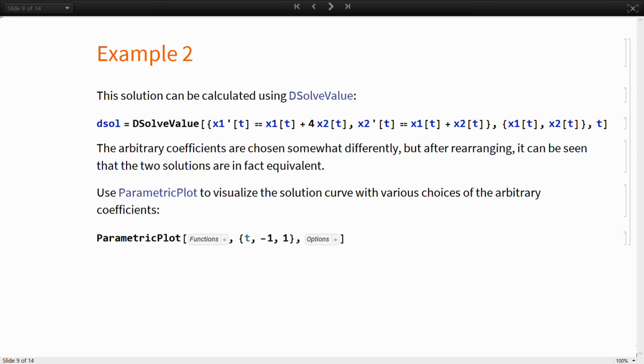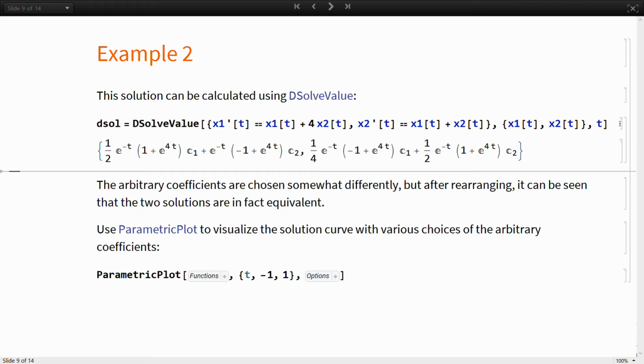Let's compare the result we found with the result using dsolve value. The arbitrary constants chosen by dsolve value are somewhat different, so the form of the result is a little different. But after rearranging and redefining the constants, or by using initial conditions in the problem, it can be seen that the two solutions are in fact equivalent.